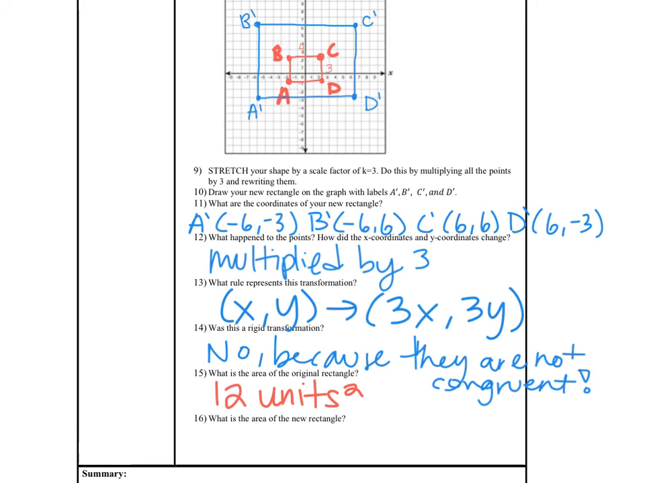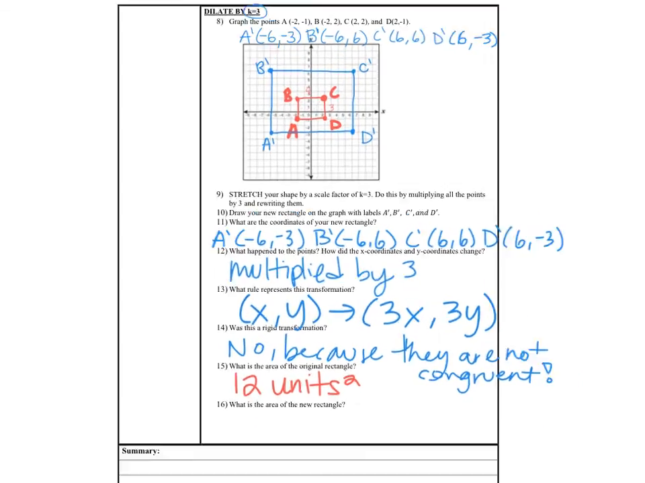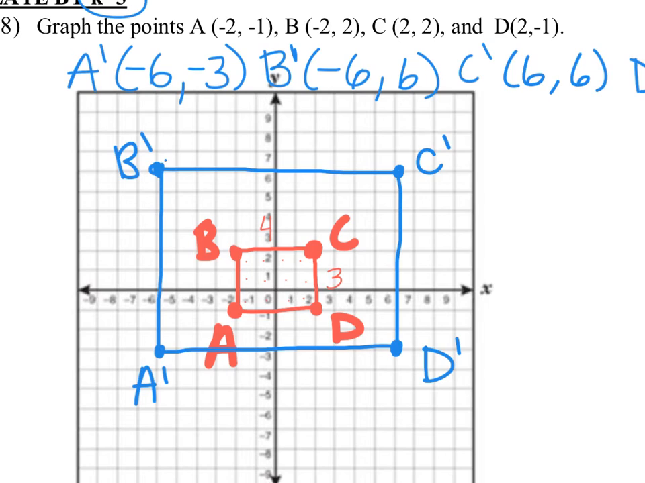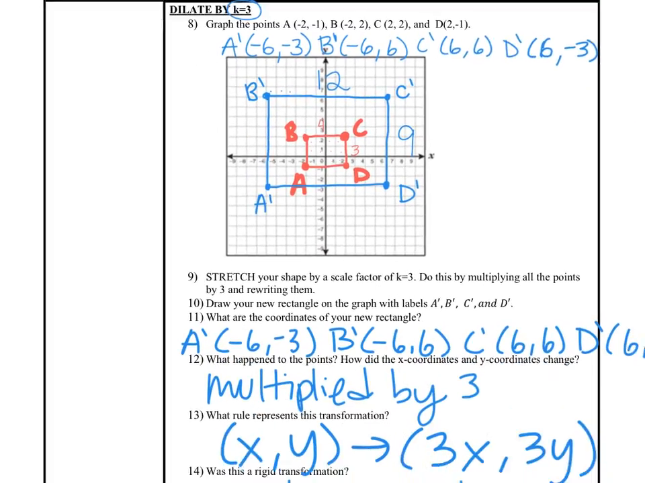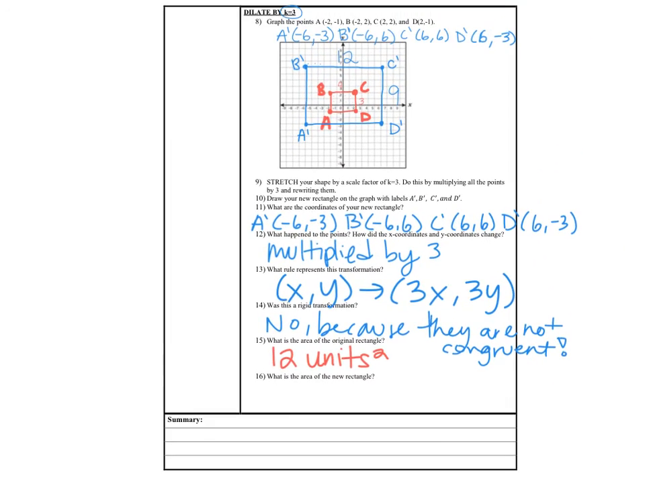What would be the area then of the new rectangle? We could do length times width if we don't want to count all those little squares. Tyler, what'd you get? 108 units squared. How'd you get that? I multiplied 12 by 9. Okay, so let's go to our new rectangle. This side is 12, and this side is 9. So if I do 12 times 9, mental math, I get 108. So the area is 12 times 9, which is 108 units squared.